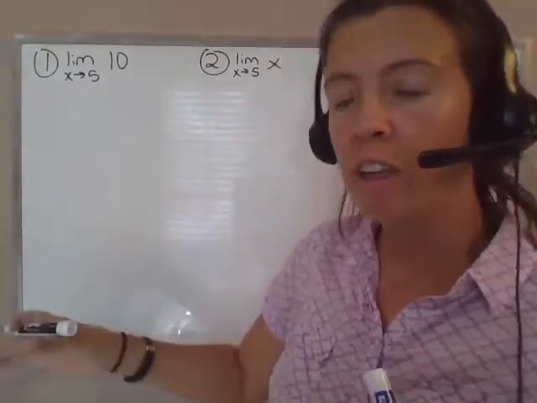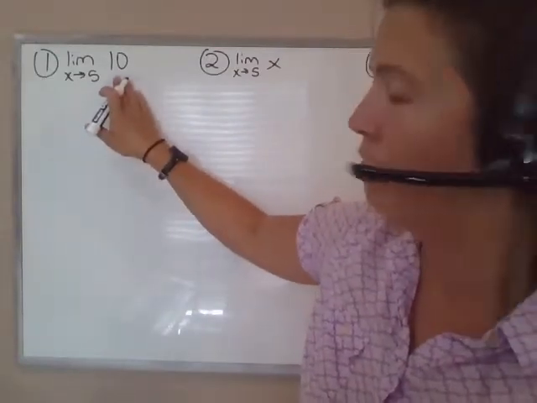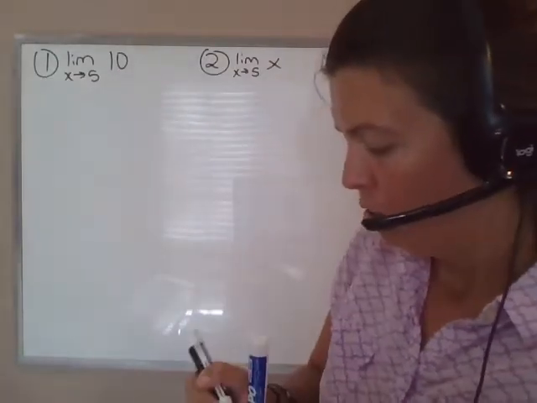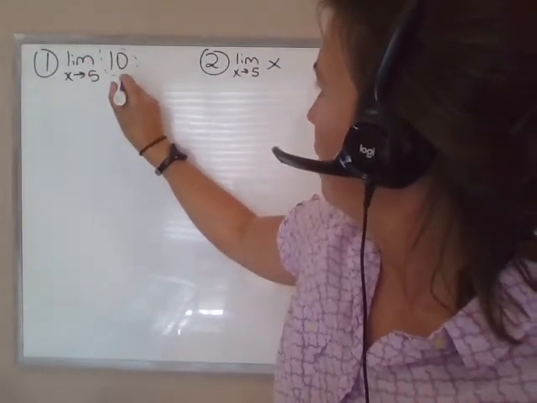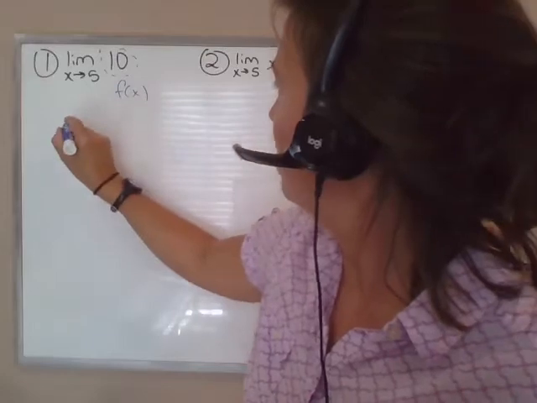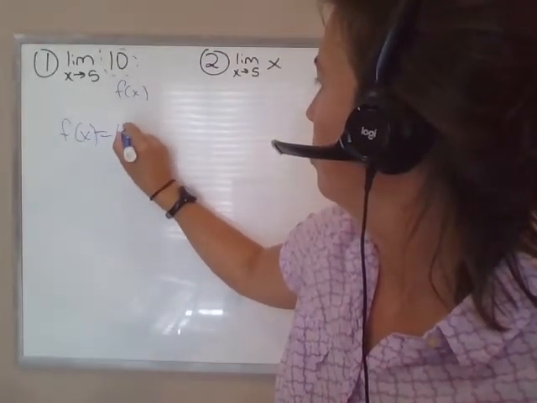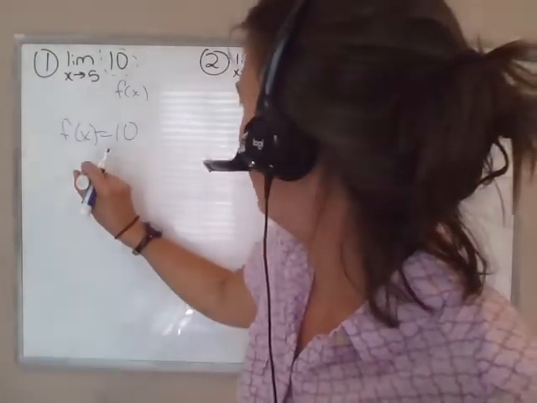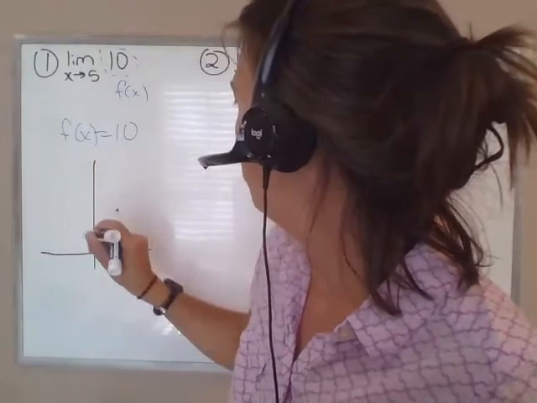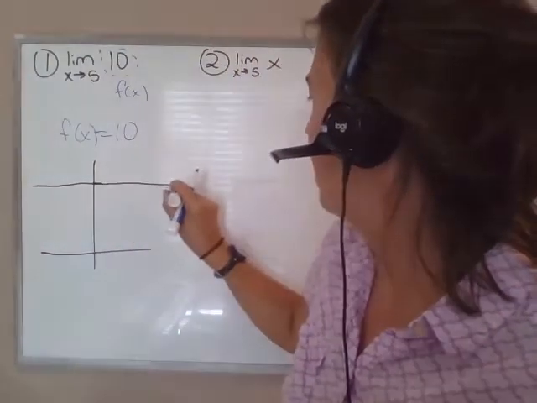The broader scenario that I want to consider here is when you have the limit of a constant function. Whatever we have inside the limit here, I'm going to call it f of x. So in this case, we're taking the limit of the function f of x equals 10. The graph of that function, you might remember, would be a horizontal line that goes through 10 on the y-axis.